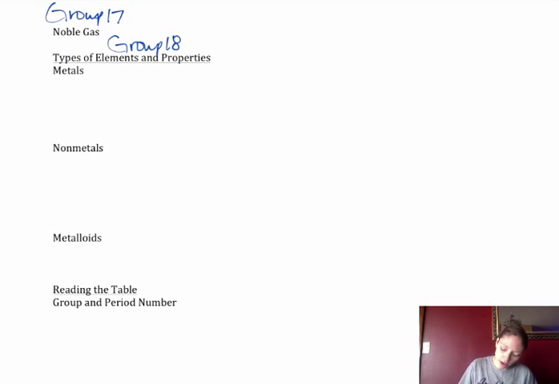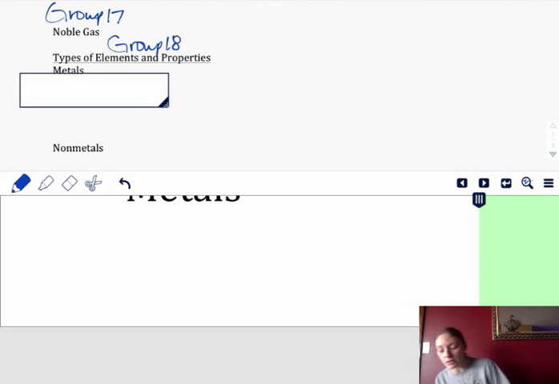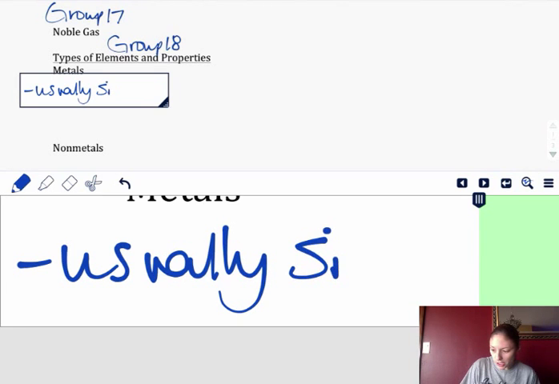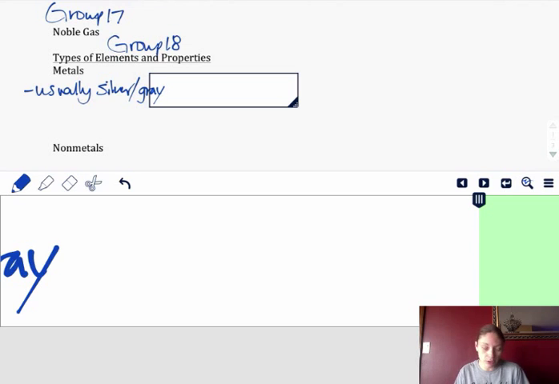Okay, then we look at our types of elements and the properties of different types of elements. We're going to start off with metals. As we looked at in the beginning of the year, there are 3 basic types of elements: metals, nonmetals, and metalloids. Metals are usually a silver gray color. They're pretty much all solids at room temperature, except for mercury.